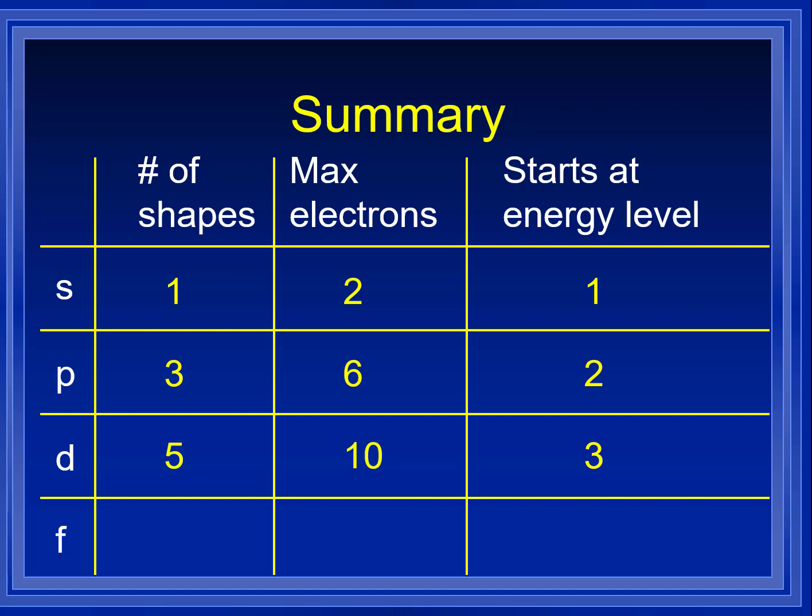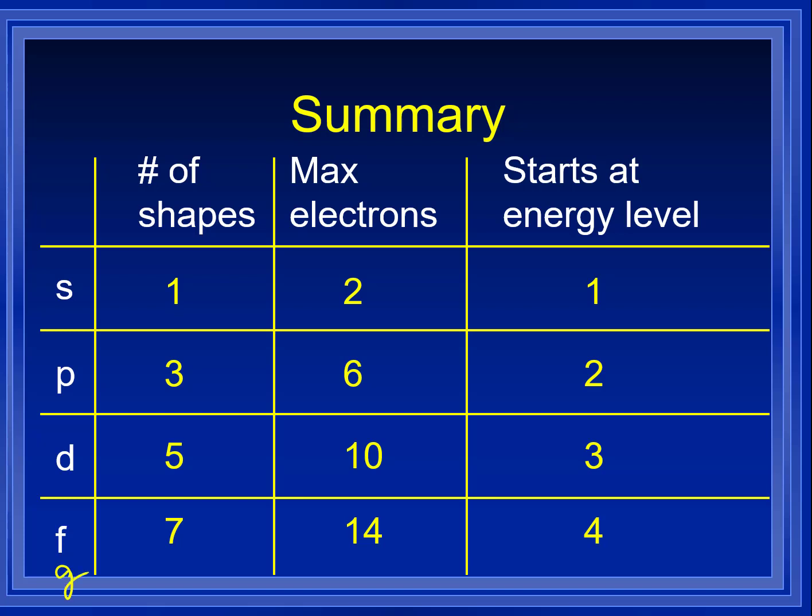And Fs, 7 shapes, 14 electrons, energy level number 4. Now, we stop at F because we'll find that we don't need to go beyond it, but there are orbitals beyond F. The next one is called G.